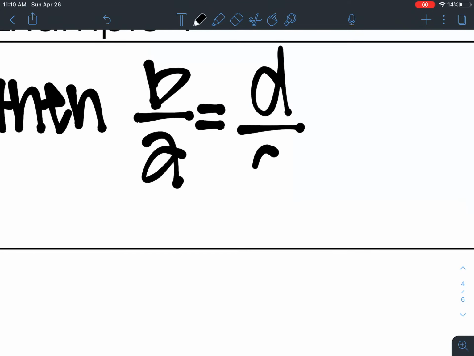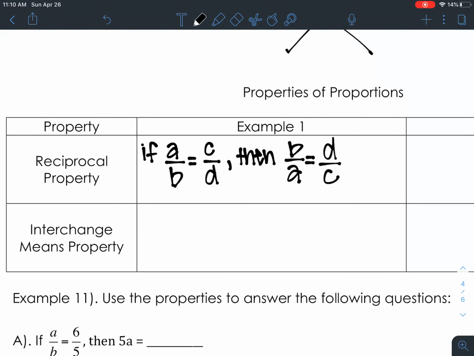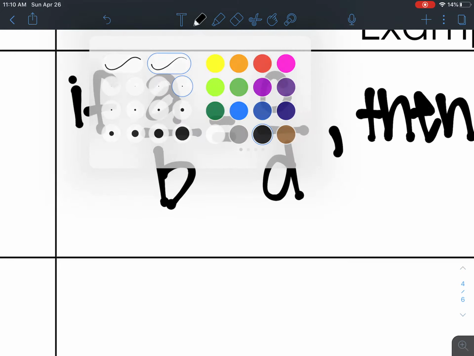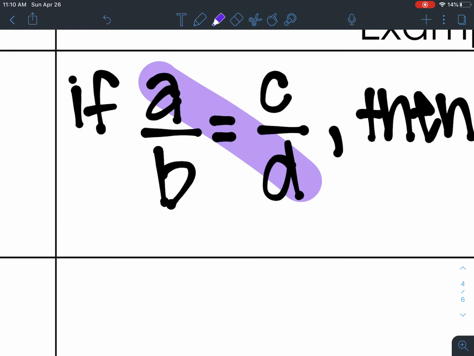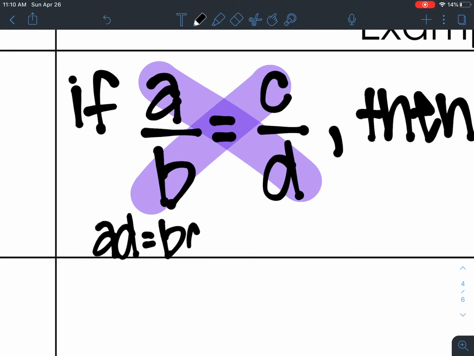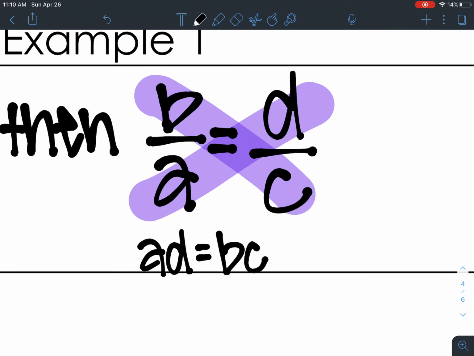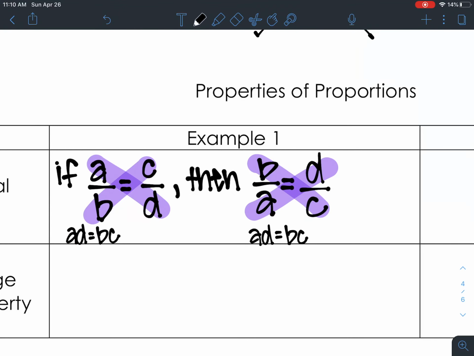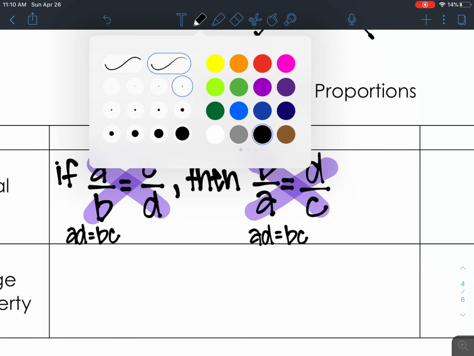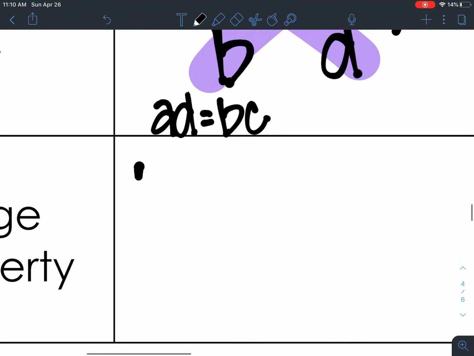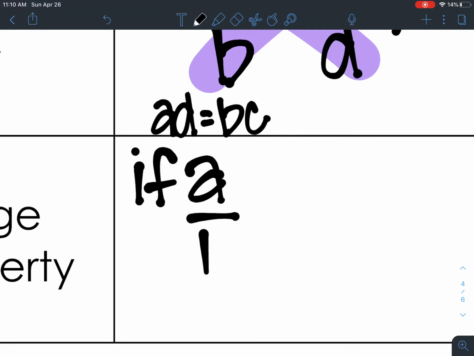D over C. The way to double check if the truth value stays is to cross multiply. You get AD is equal to BC, and if you cross multiply this one as well, you still get AD is equal to BC. That's how you know those two proportions are going to be equal.